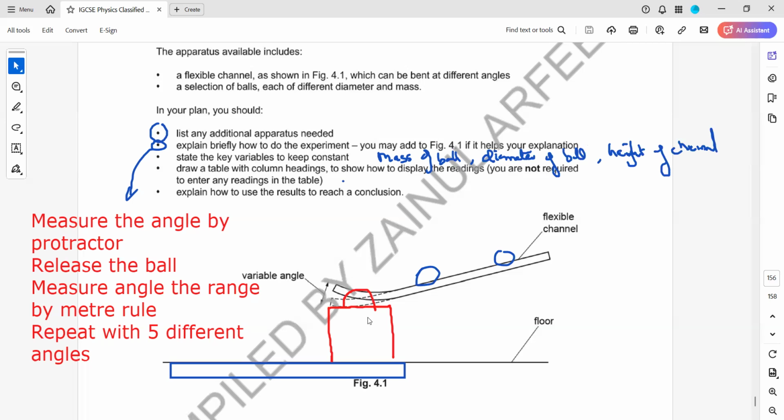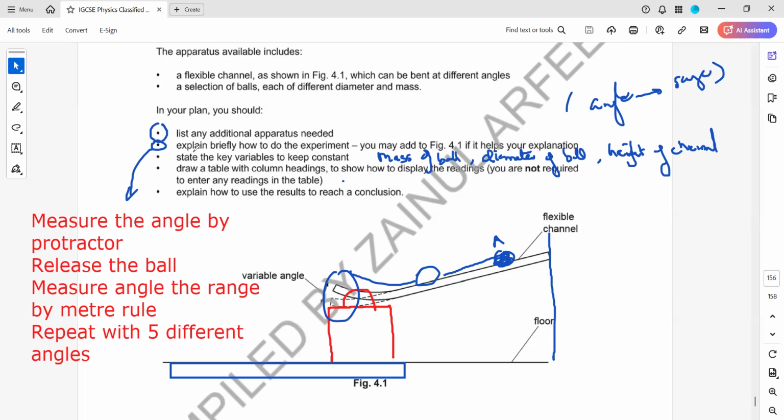No, the angle should be different because we are investigating how the change in the angle affects the range. So the angle cannot be the same. The angle should be different. The angle with the vertical should be the same, but this angle will be different. Not the mean position, but the position where we release. Like if I release the first sphere from point A, I should release all of them from point A.